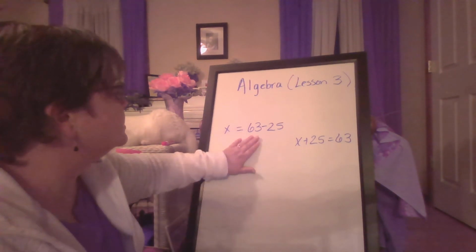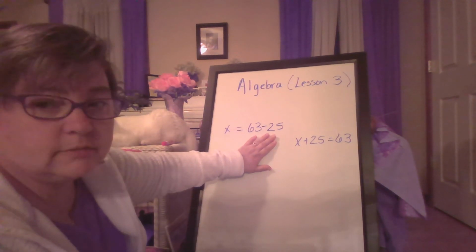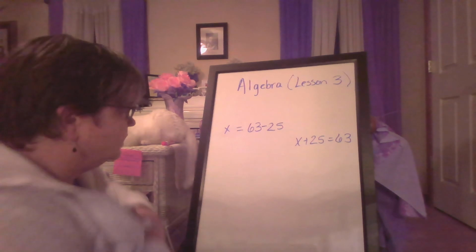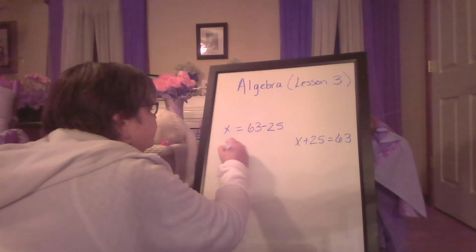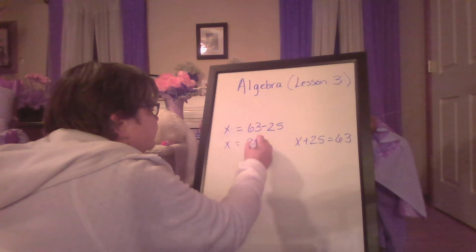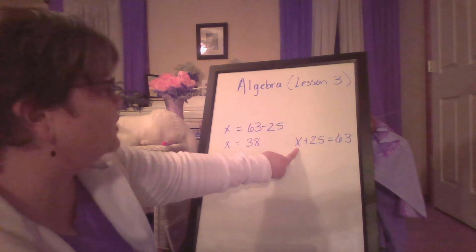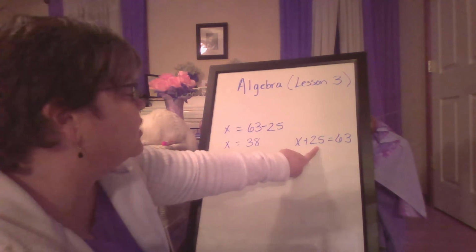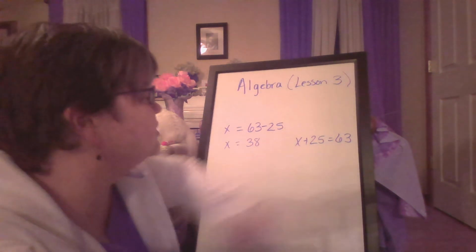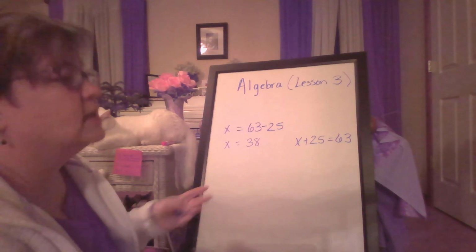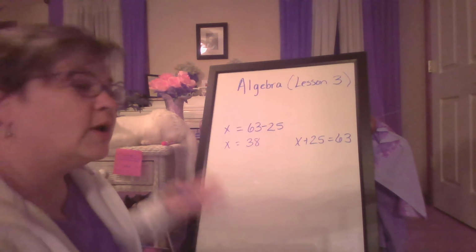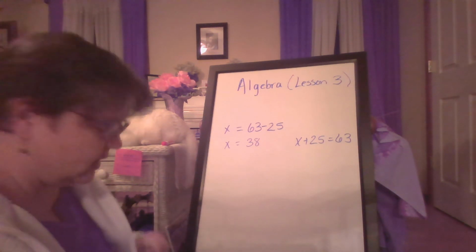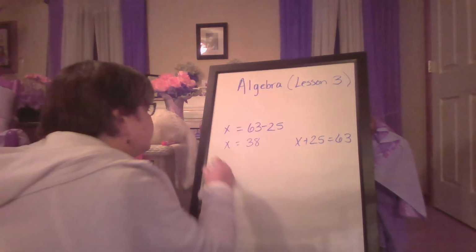So 63 minus 25 is 38. If I put 38 here, 38 plus 25 equals 63. Is that correct? Yes, it's correct. Are both sides equal? Both sides are equal. All right, let's move on to this problem.